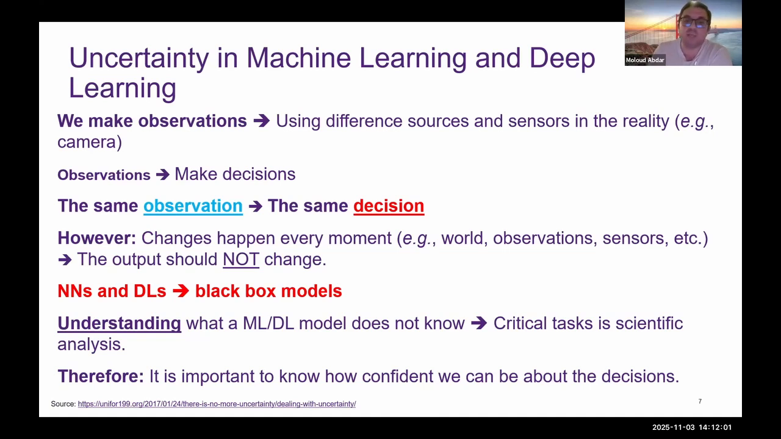So understanding what a machine learning or deep learning model doesn't know is a very important task to be analyzed. In that case, it is important to know how confident we can be about the decisions made by AI. So here is the main portal on uncertainty quantification.